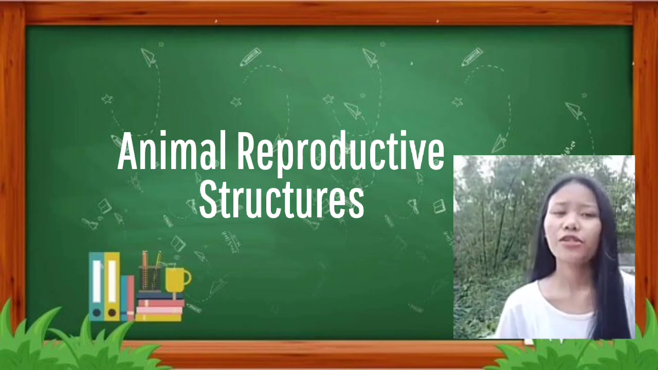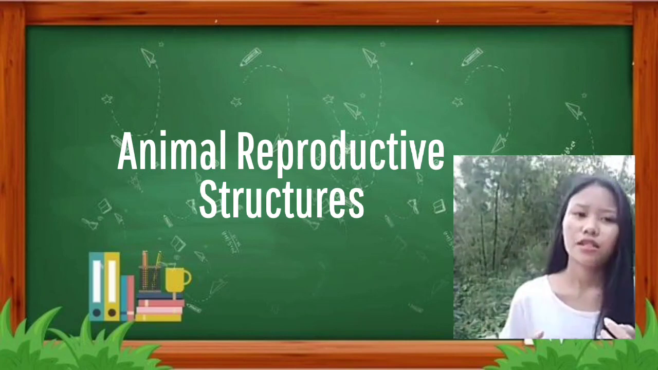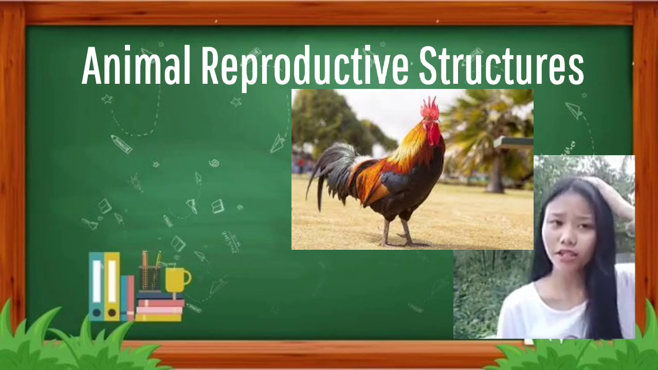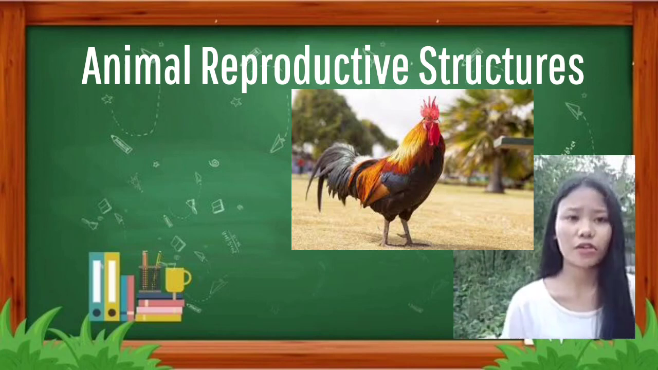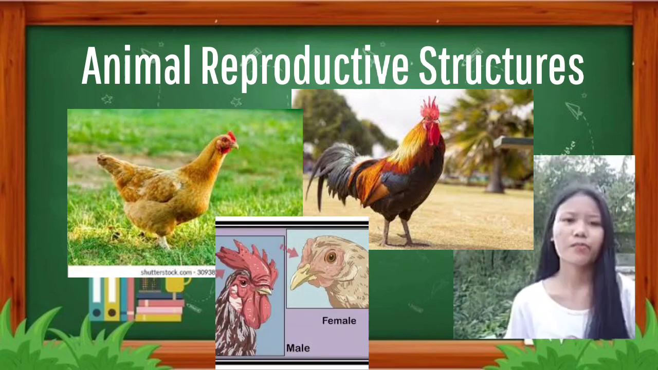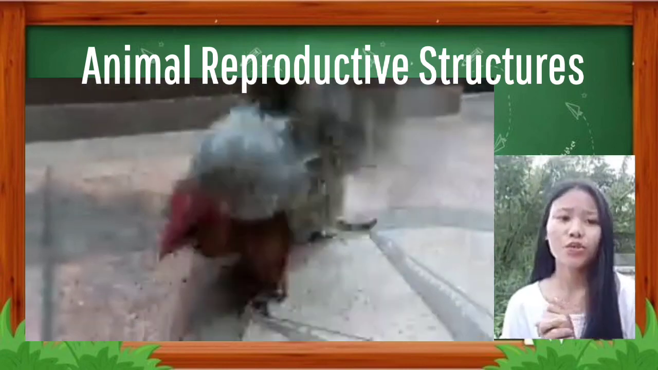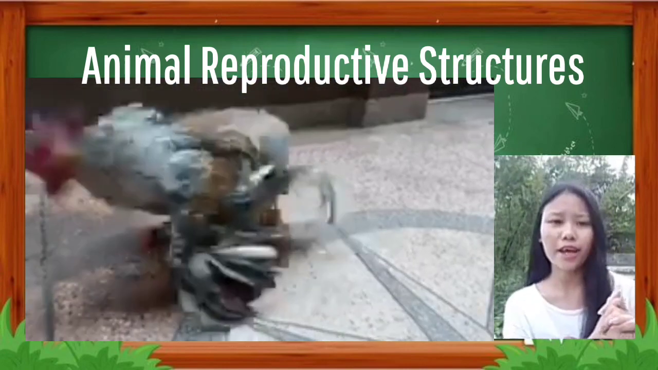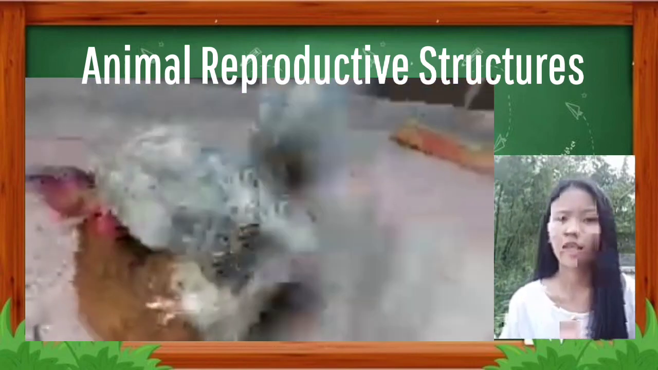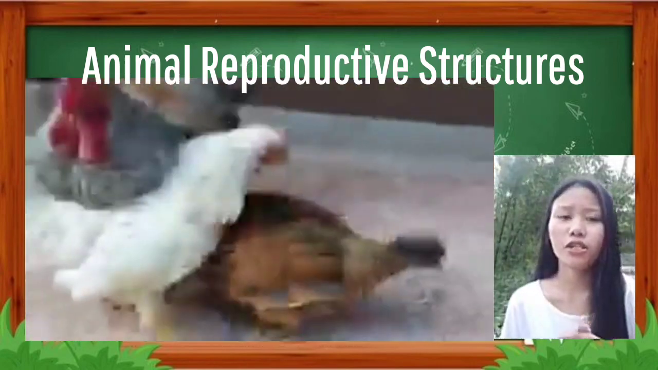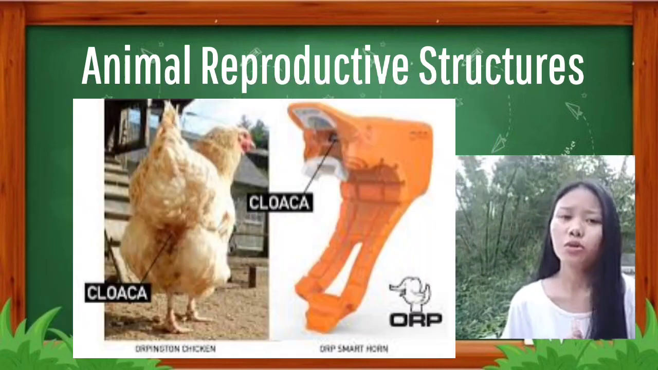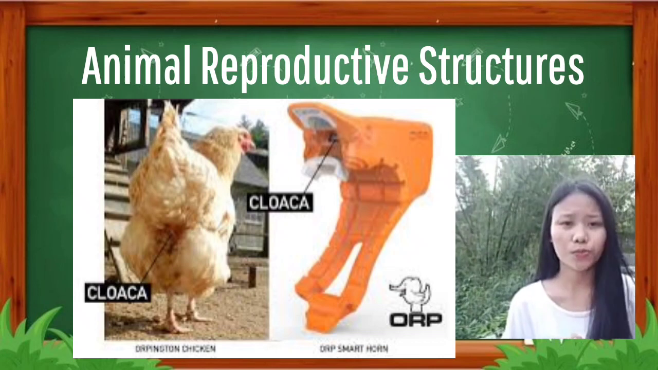Among birds, such as chicken, the male or rooster can be identified by the comb on its head and its prominent tail feathers. Hens have a smaller comb and tail feathers. During mating, the rooster transfers the sperm to the hen by rubbing its cloaca against that of the female, resulting in internal fertilization. The cloaca is an opening in the bird through which sperm and egg pass.